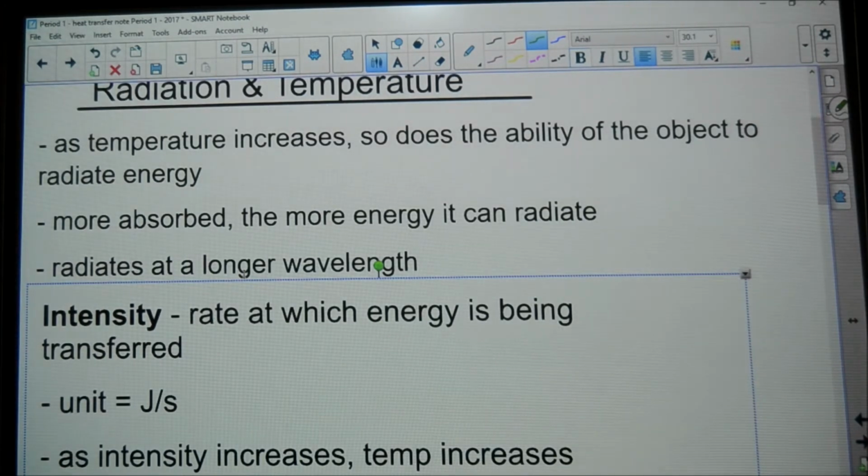Intensity is the rate at which energy is being transferred. My unit is joules per second. The greater the intensity, the higher my temperature.